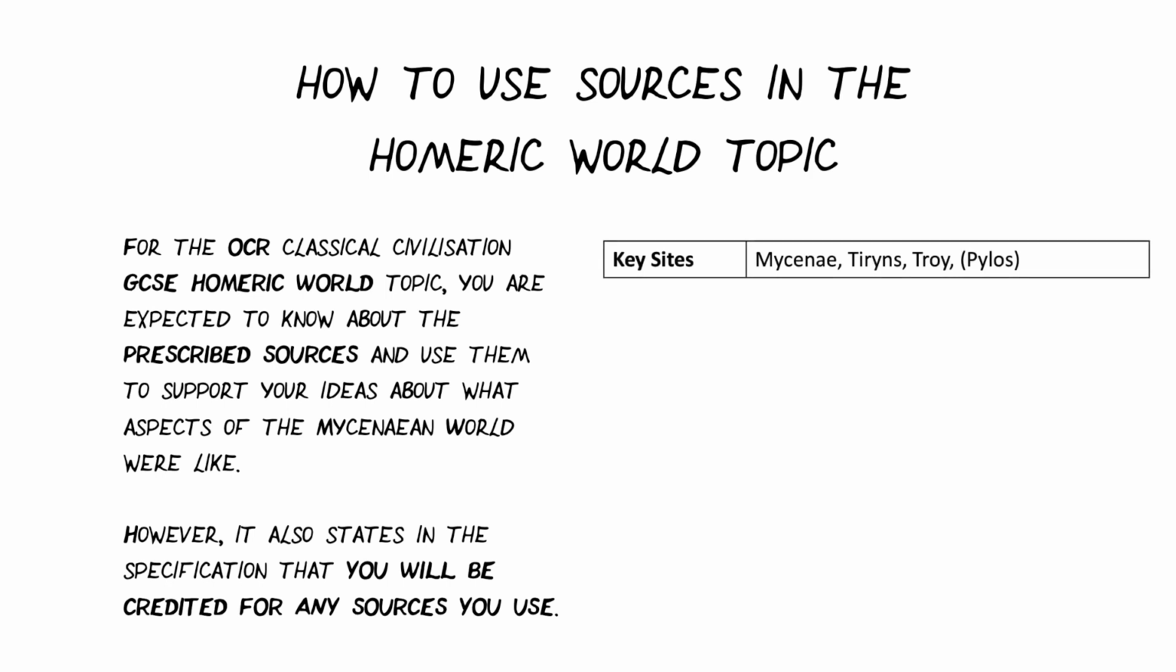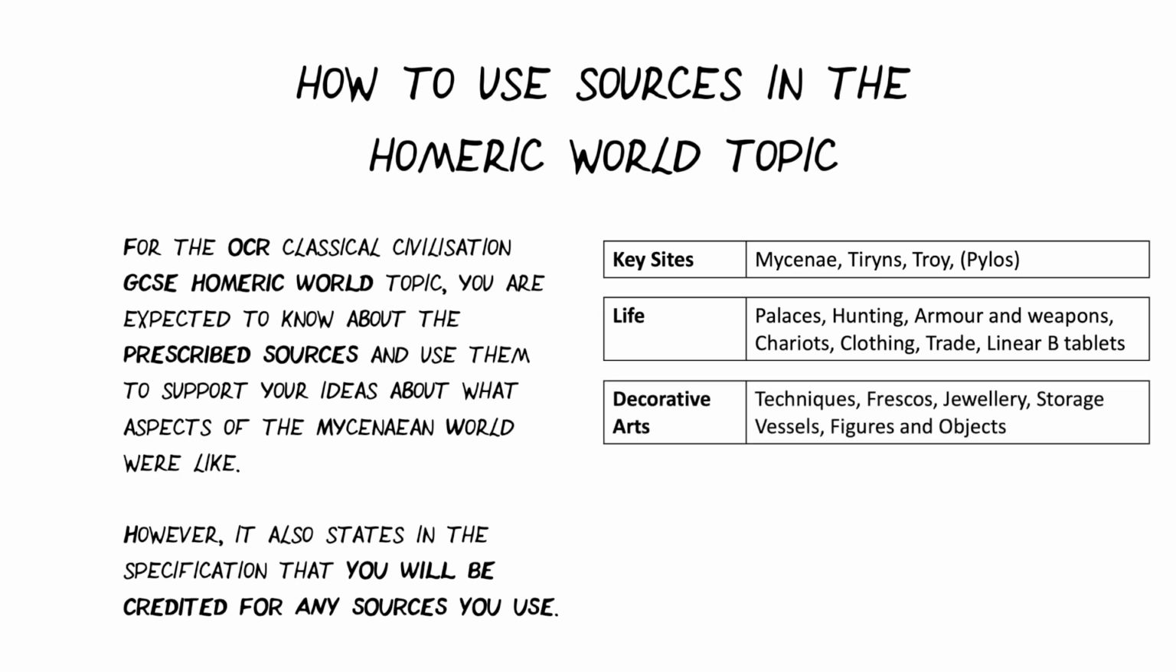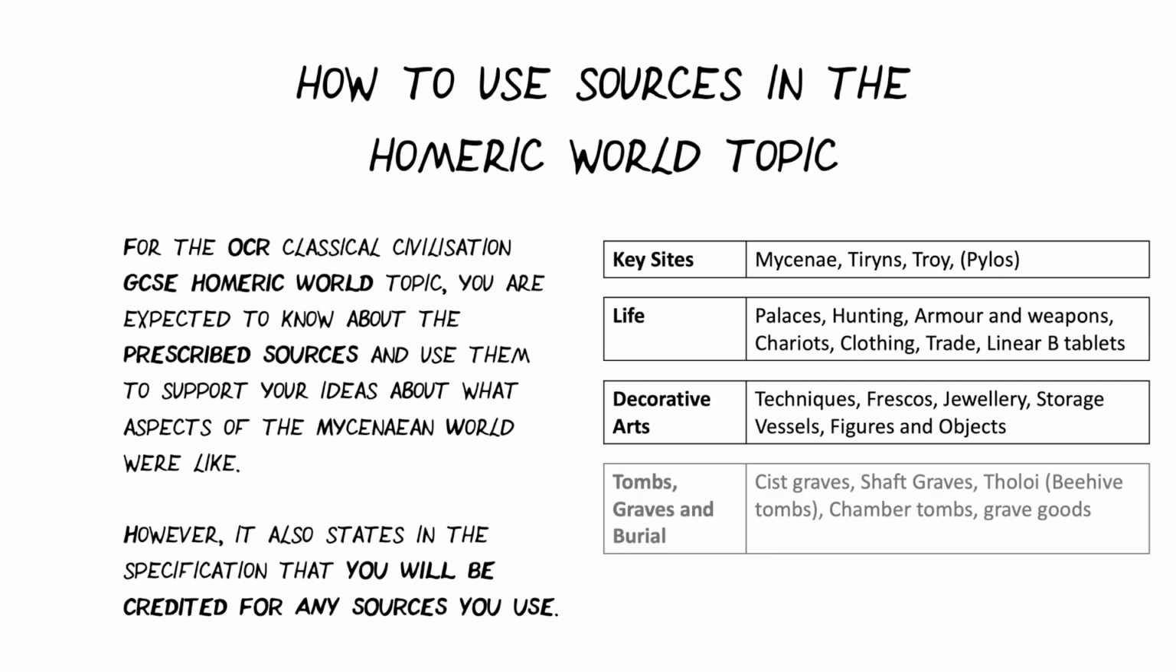The different topics within the Homeric World topic are the key sites, for which the evidence is the sites of Mycenae, Tiryns and Troy, and to an extent Pylos. Life in the Mycenaean world, where we have evidence for palaces, hunting, armour and weapons, chariots, clothing, trade and Linear B tablets. Decorative arts, for which the evidence is the techniques used to create the frescoes, the jewellery, the storage vessels and figures and objects found from the period. And then finally, tombs, graves and burial, for which the evidence is the type of graves, cyst, shaft, tholoi, chamber tombs and the grave goods found within each.